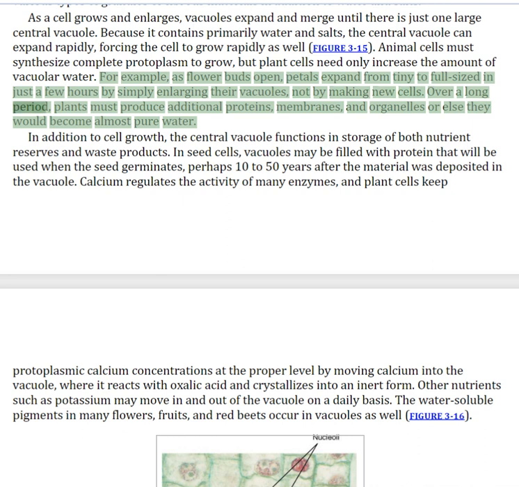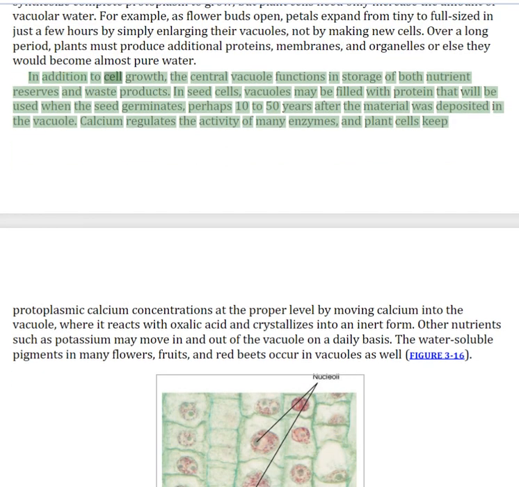Over a long period, plants must produce additional proteins, membranes, and organelles or else they would become almost pure water. In addition to cell growth, the central vacuole functions in storage of both nutrient reserves and waste products. In seed cells, vacuoles may be filled with protein that will be used when the seed germinates, perhaps 10 to 50 years after the material was deposited in the vacuole.